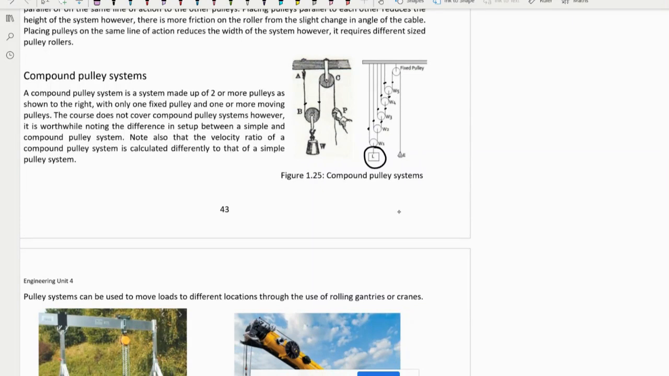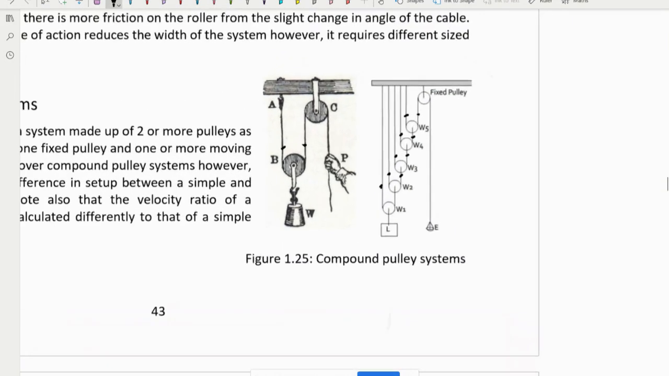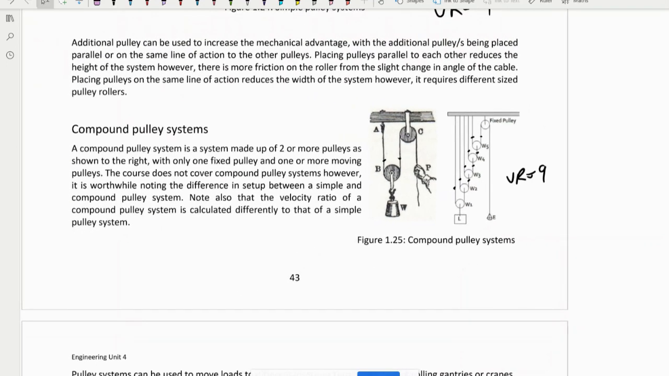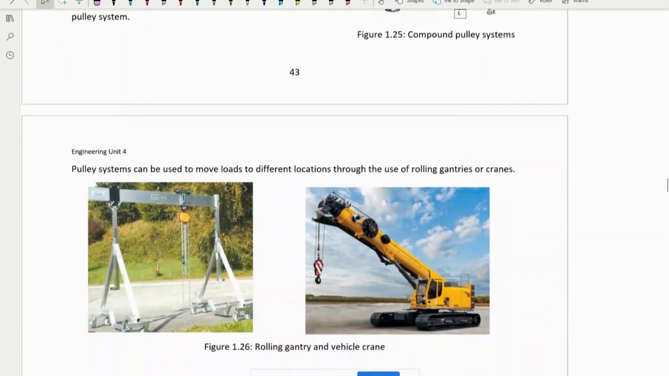We've got a couple of other complicated pulley systems that you see here. This one has 1, 2, 3, 4, 5 movable pulleys. Once you count up all the ropes attached to those movable pulleys, the velocity ratio is 9. So it's all got to do with the movable pulleys and counting those up.